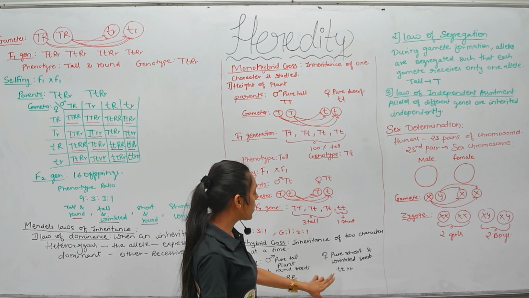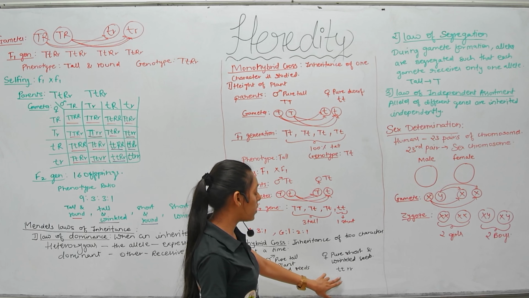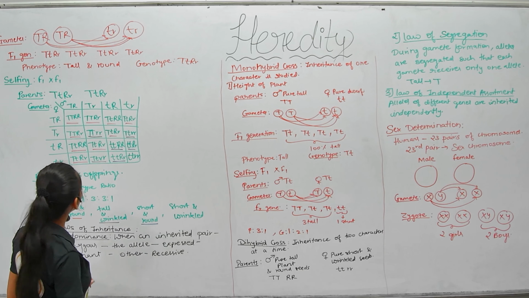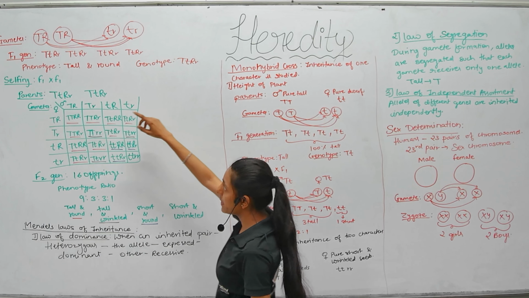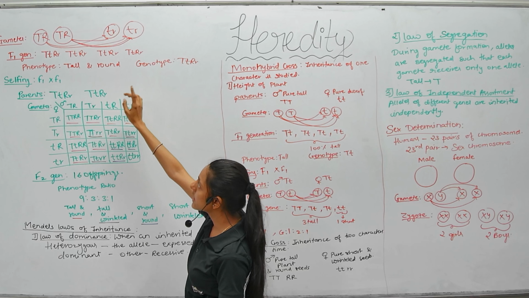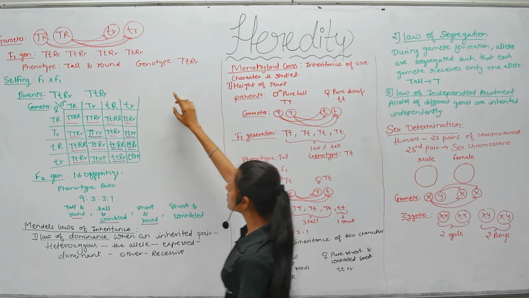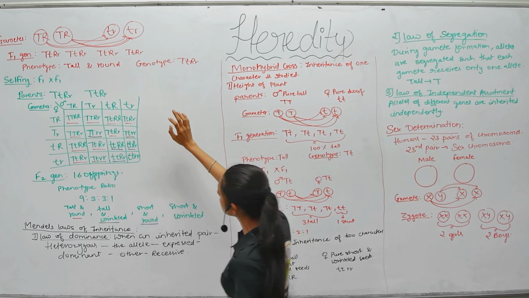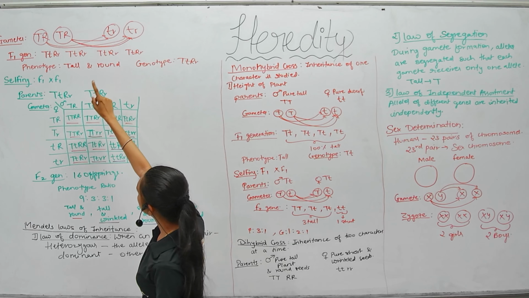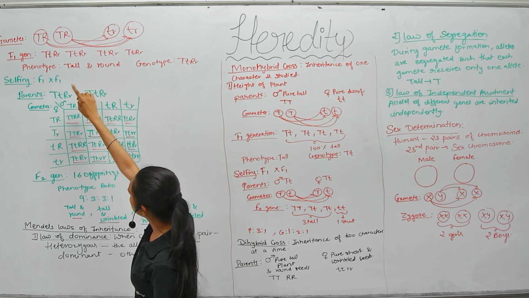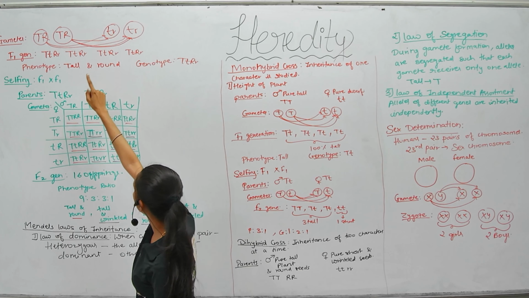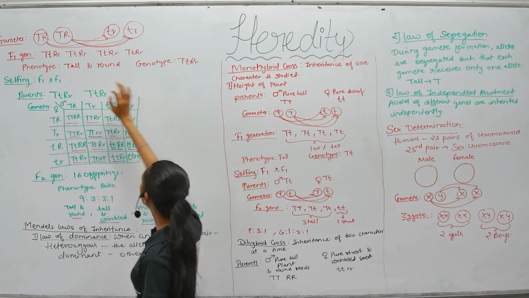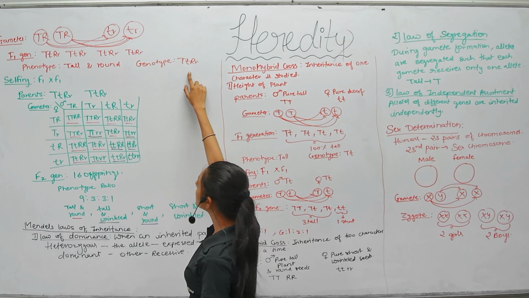Okay, so the pure short parent will be capital T, small t... wrinkled seeds small r. Then here the gametes will be capital T and capital R, then small t and small r. So here the first generation will be capital T and small t. Here all are tall and round. So here the phenotype is tall and round, and the genotype is capital T small t, capital R small r.